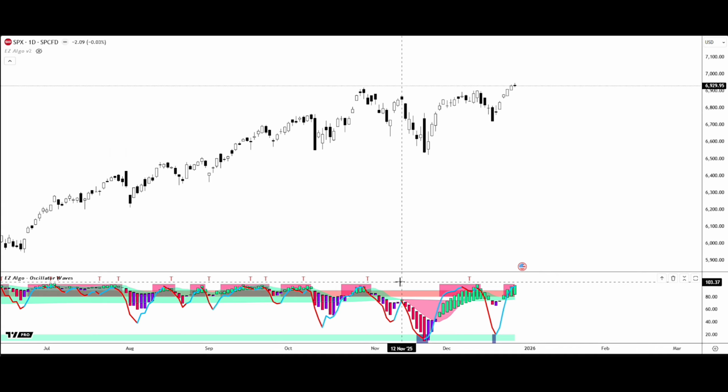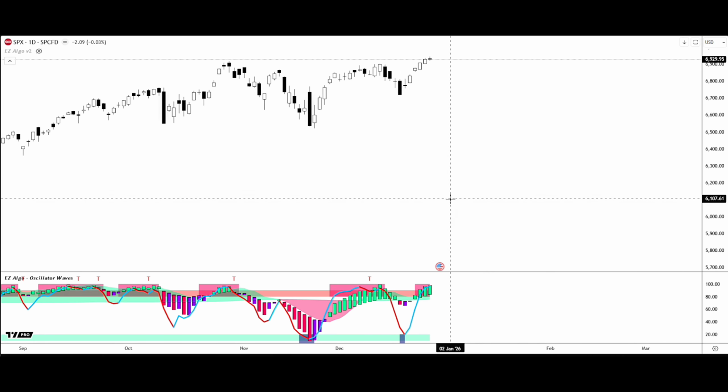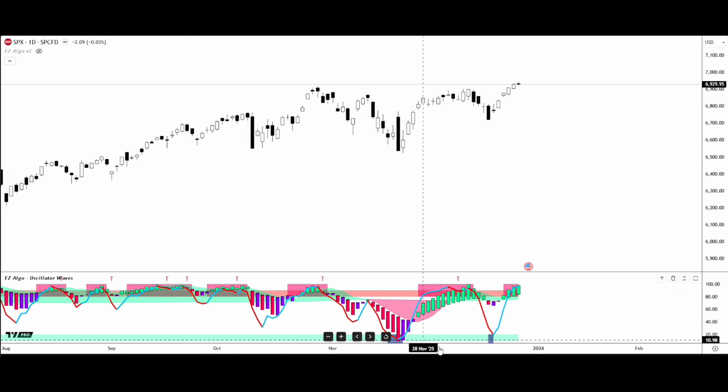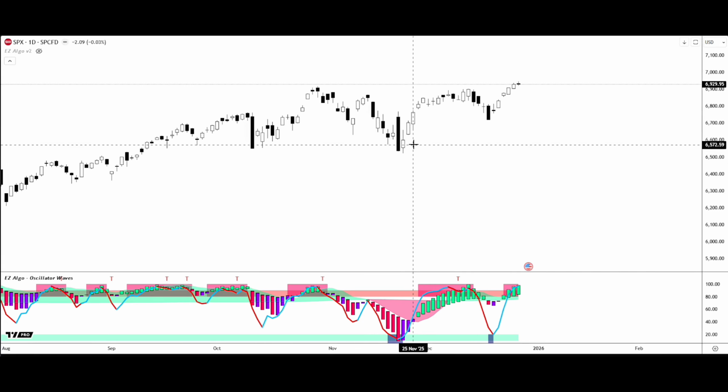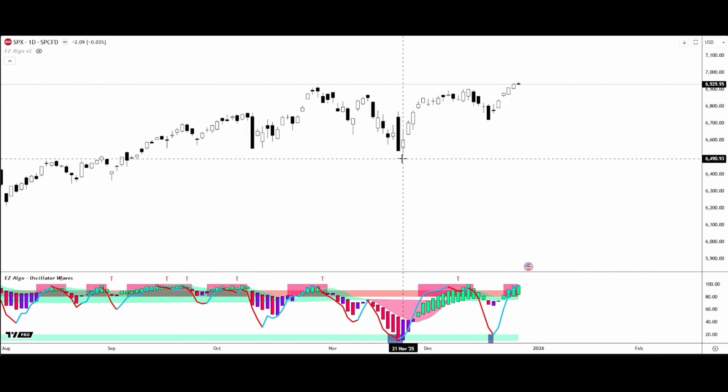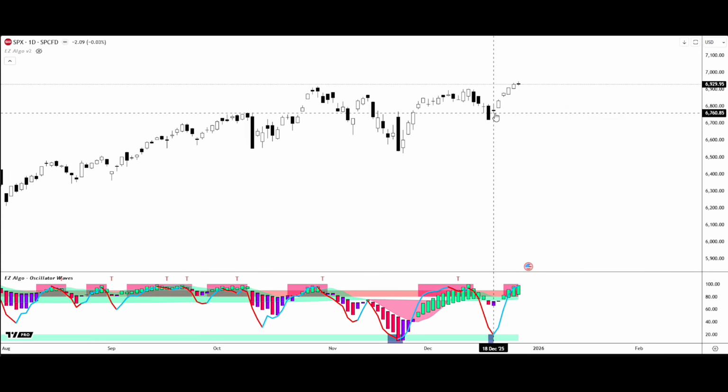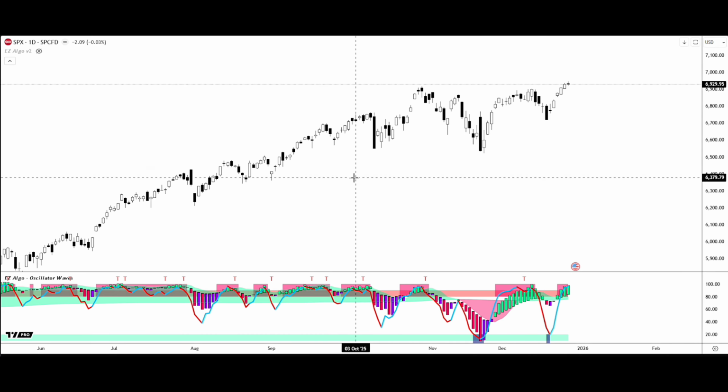And when it finally shifted, we had this nasty correction, right? And our oversold and overbought markers gave us areas that were potential bottoms and potential tops, right? Like playing ping pong in this range as price moves up and price moves down.